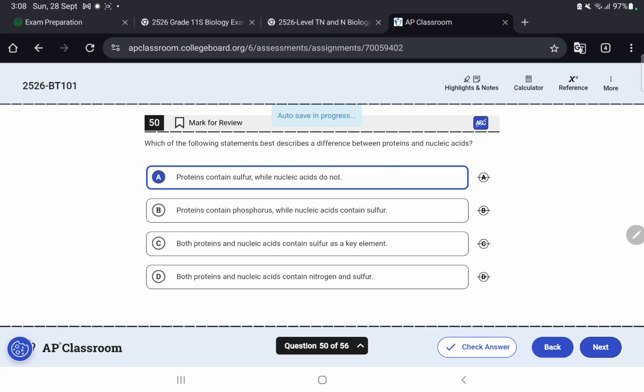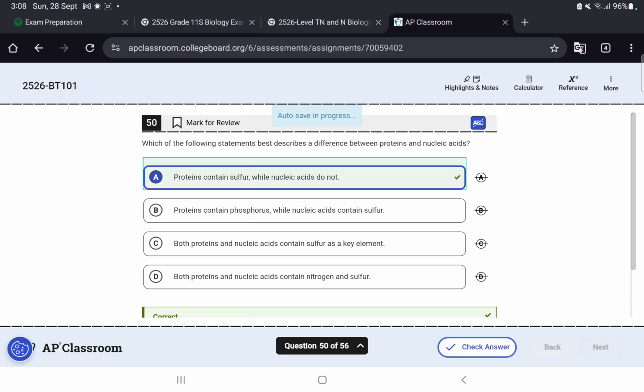Which of the following statements best describes the difference between proteins and nucleic acids? So proteins contain sulfur while nucleic acids do not. Okay. Correct.